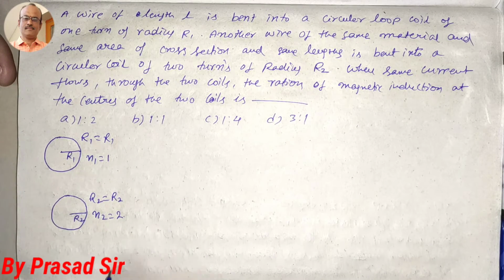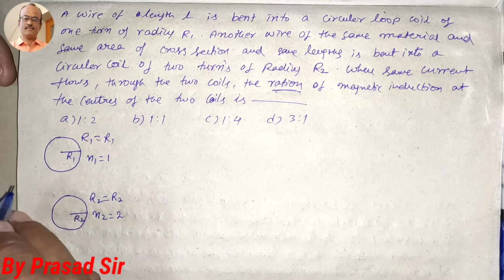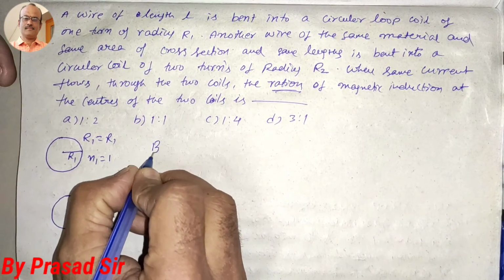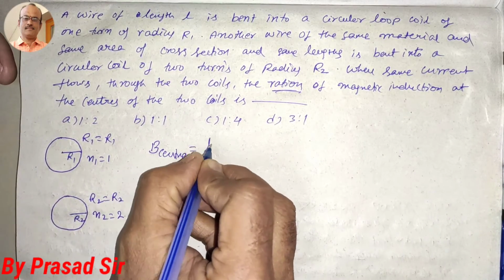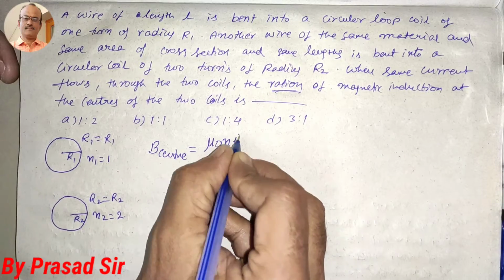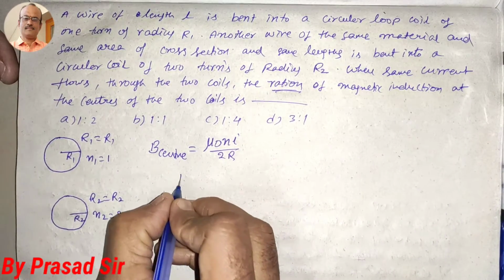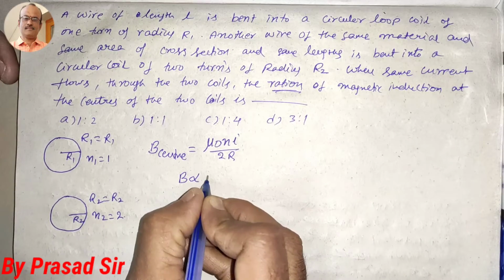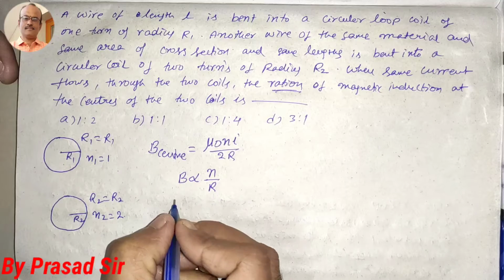So which one do we want to find here? The ratio of magnetic induction at the center of the 2 coils. First of all, the magnetic induction at the center of a coil is equal to mu naught N i divided by 2R. So in this case, magnetic induction is directly proportional to N and inversely proportional to R.